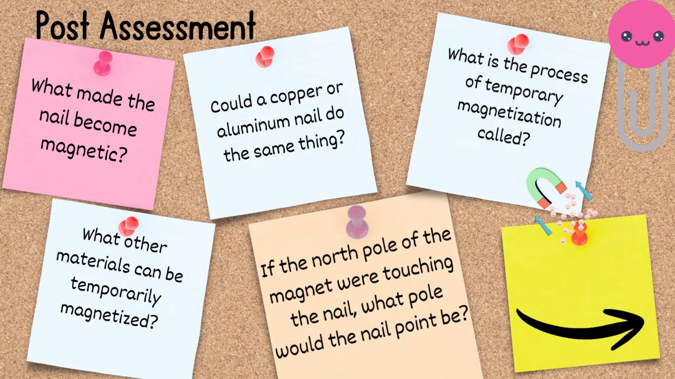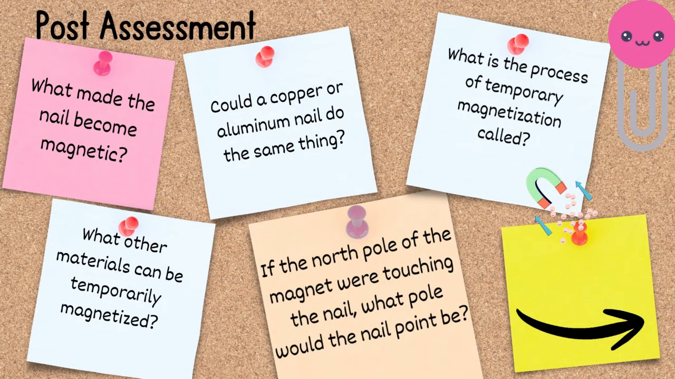Another question is, if the north pole of the magnet were touching the nail, what pole would the nail point be? Think again. Excellent. The answer is, if the north pole of the magnet touches, the nail tip becomes a south pole. Another question, what is the process of temporary magnetization called? Good job. The process is called induced magnetism.